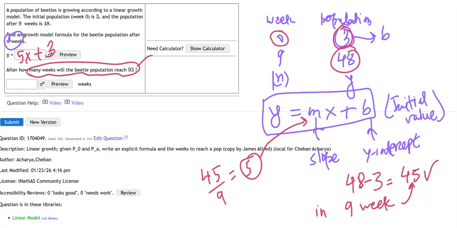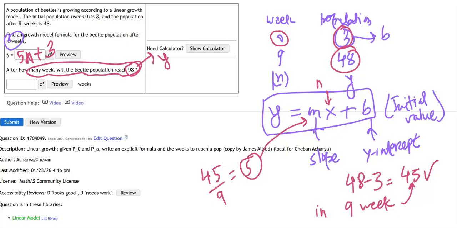Now next question, how many weeks will the beetle population reach 93? So 93 here is the population you are given. That's the y value, and we have to find how many weeks. So we've got to find n here. By the way, x here is n. In the equation, this x is n because in the question n is week, which represented x. So when you write the answer, you put 5n plus 3. That's the linear model or linear growth model.